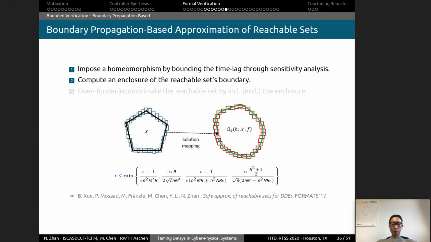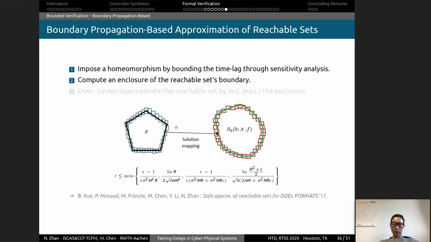And this homomorphism property guarantees that, given an initial set X, every point on the boundary of such a set, after the solution mapping or after the propagation of the flow field, remains on the boundary of the reachable set. Okay, so there would not be a case where a point on the boundary of the initial set goes into the interior of the reachable set. This is not going to happen.